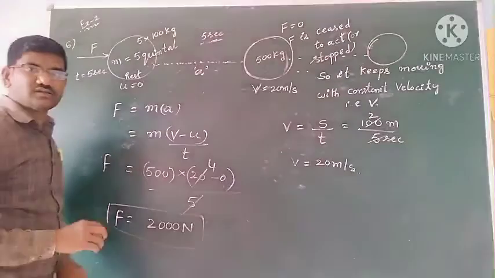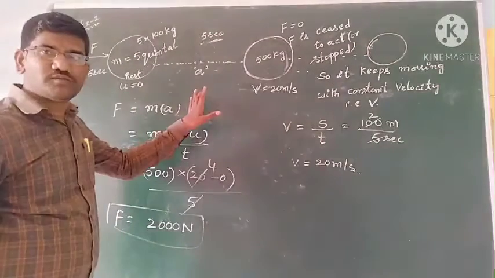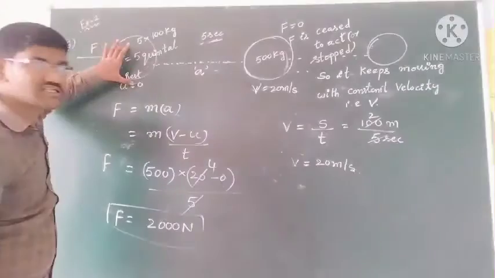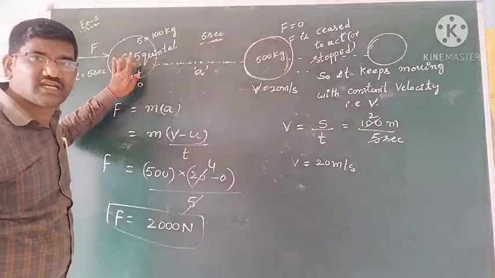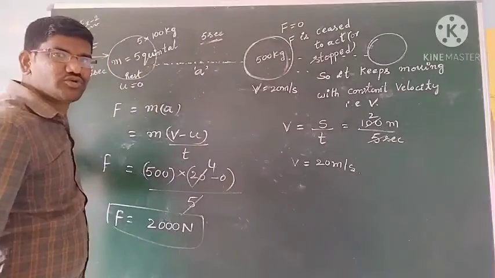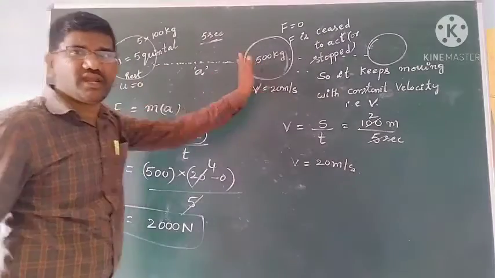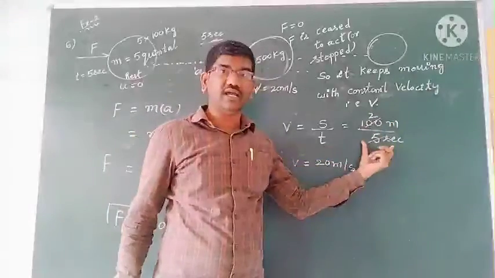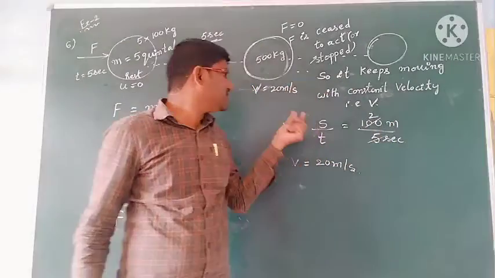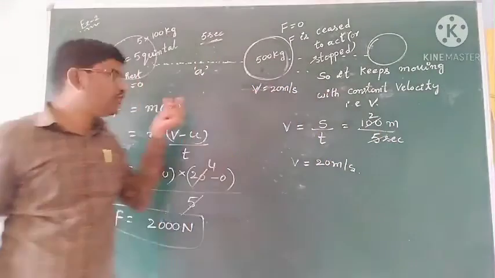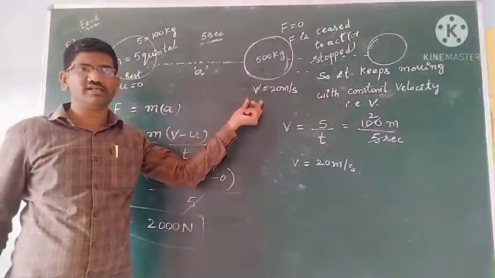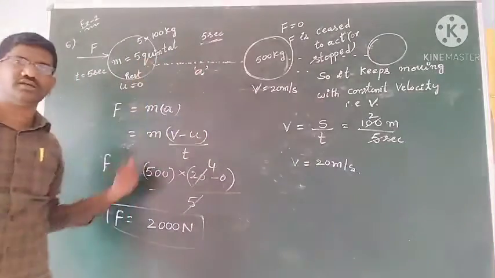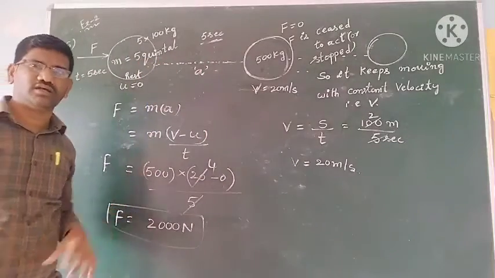Okay, students, see, for these kinds of problems, what will they tell you? An object is at rest. A certain force is acting on it and the force is withdrawn after some time, then it keeps moving with constant velocity. They will give a certain distance in a certain time after withdrawing the force. Then you will get the final velocity. You know the initial velocity, you know the final velocity, you know the time interval, you know the mass. We can find the mass or whatever we want.